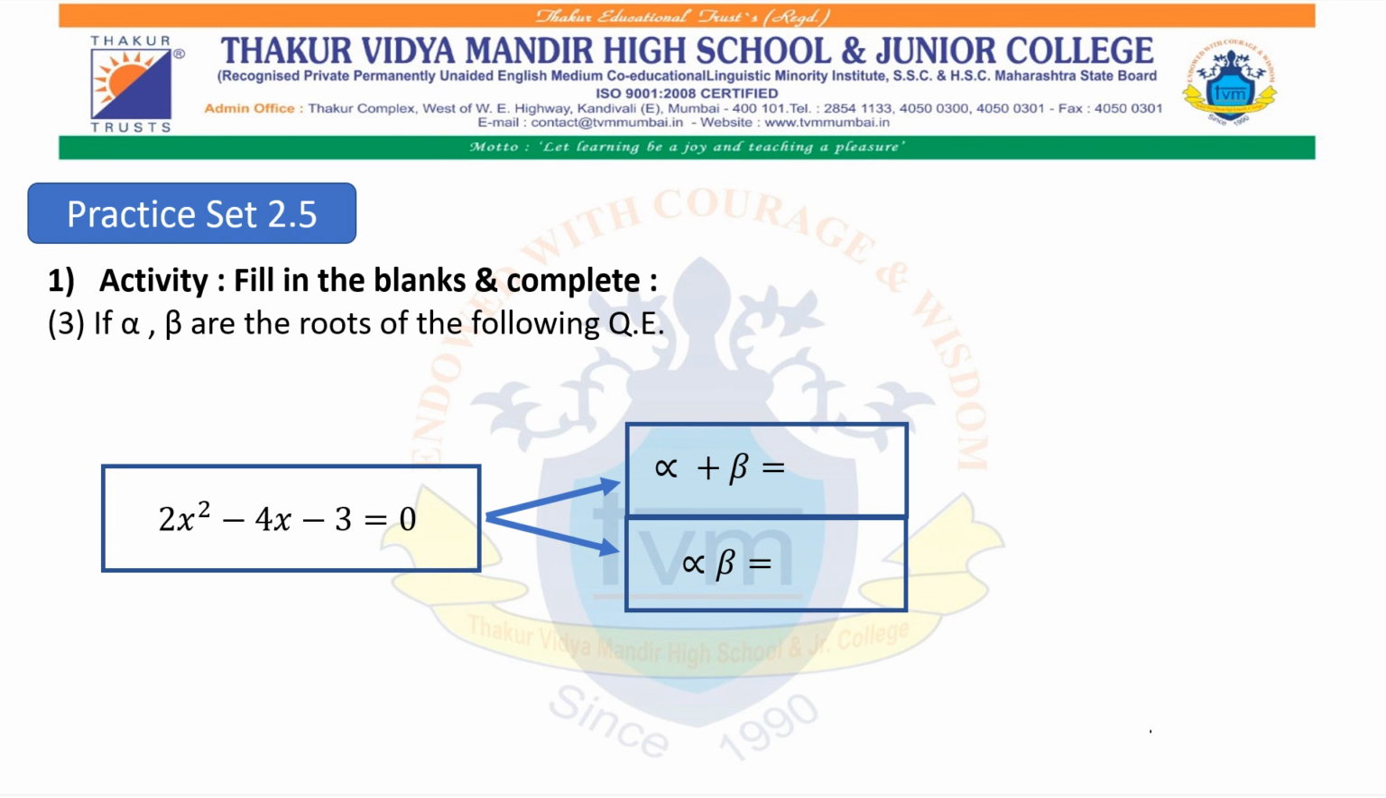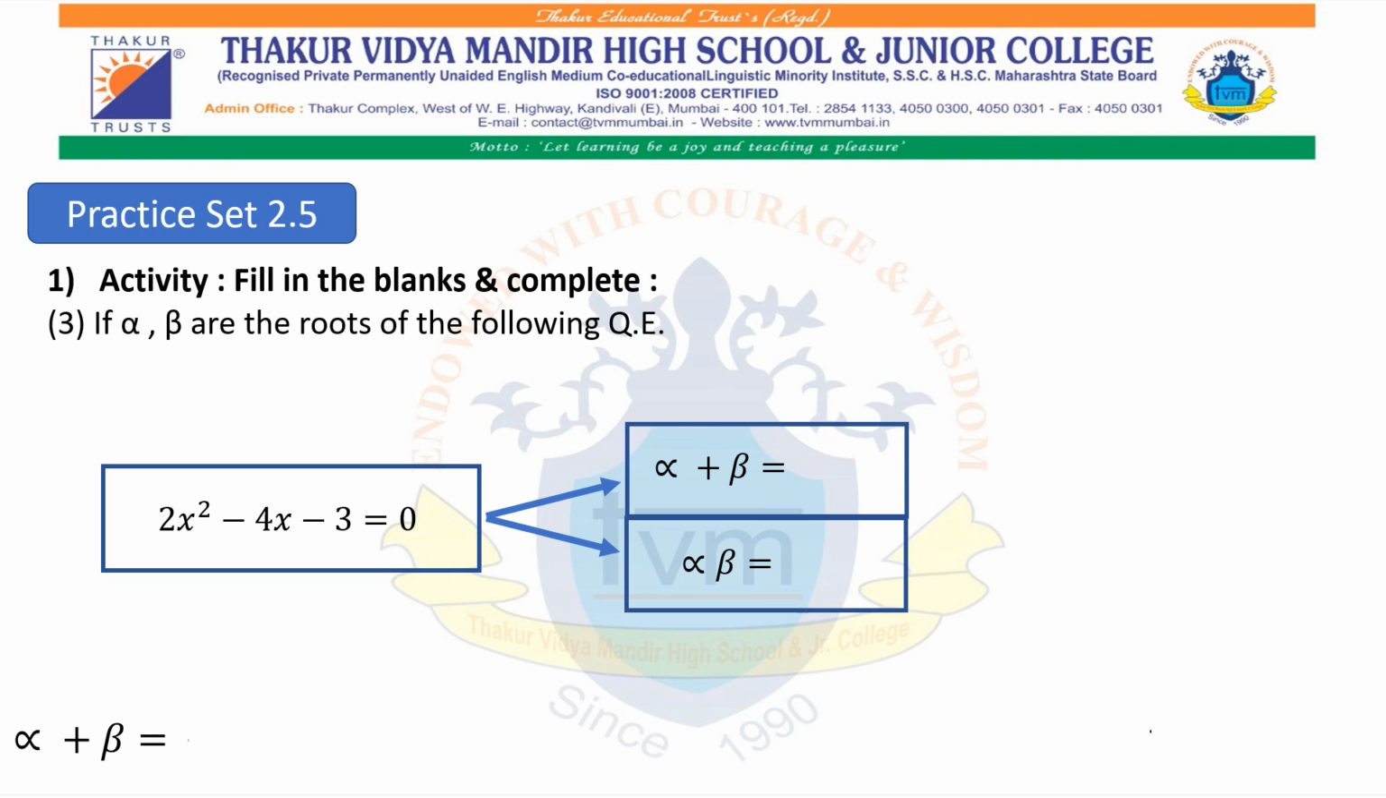Sum number 3. Again an activity based sum. What they had given? If alpha and beta are the roots of the following quadratic equation, 2x square minus 4x minus 3 equals 0. And then they had asked us to find out the value of alpha plus beta and alpha into beta. Let us solve by using the formula.